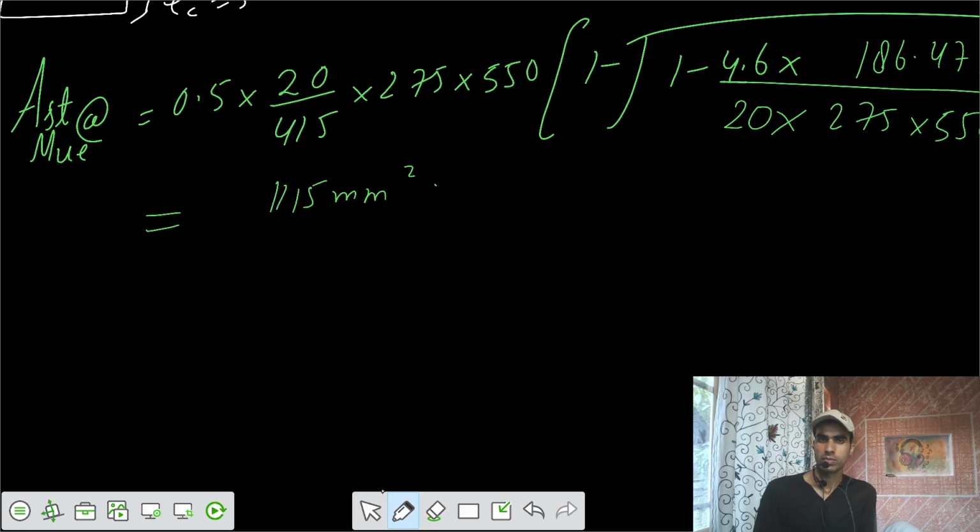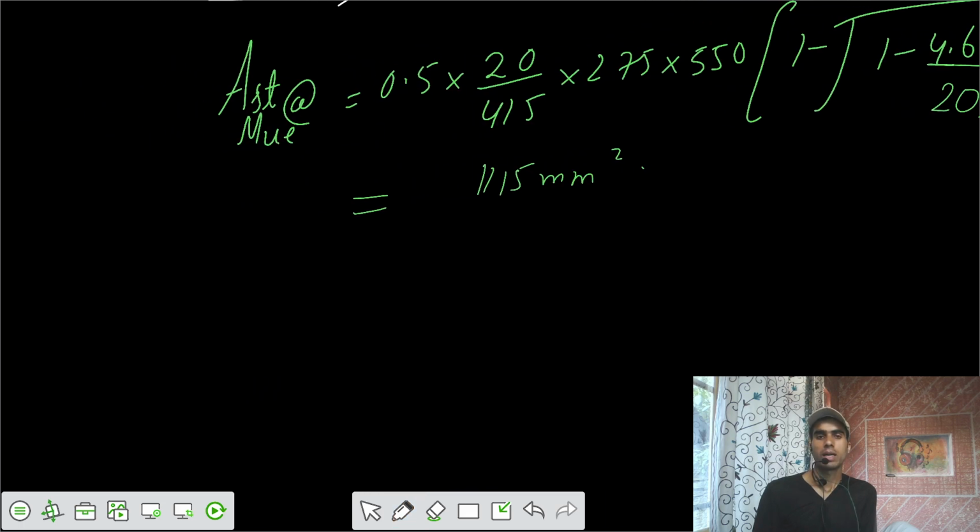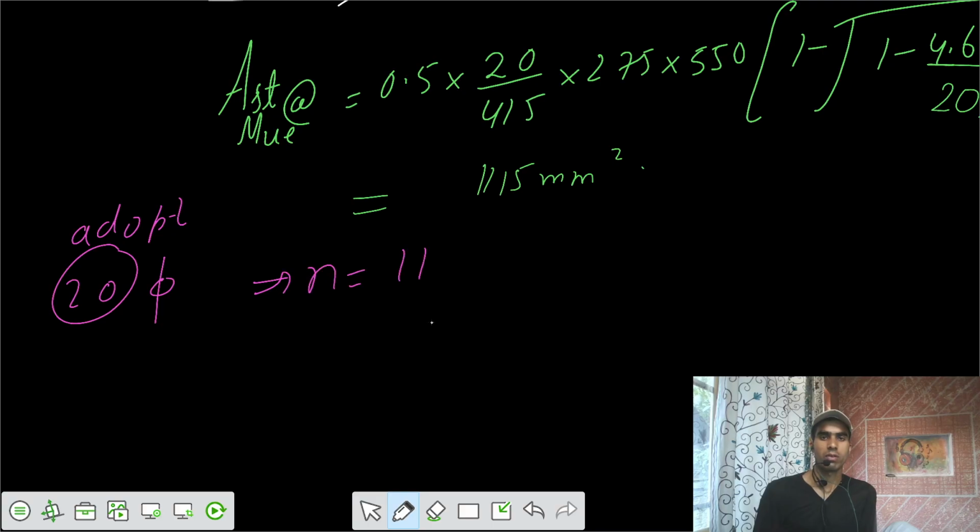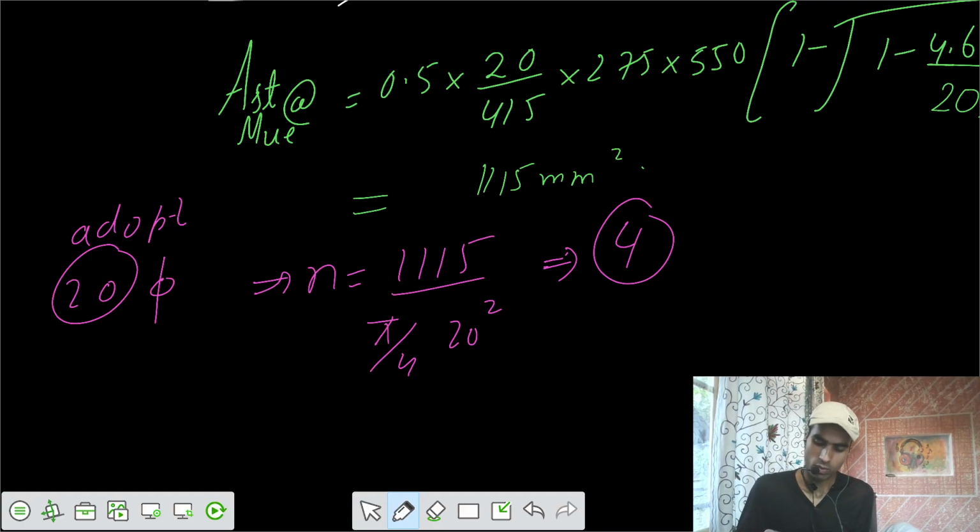1115 millimeter square. Now if we take a suitable diameter, if we adopt the diameter of the bar to be 25, the number of bars required would be 1115 divided by pi by 4 into 20 square, and finally we are going to take 4 number of bars.